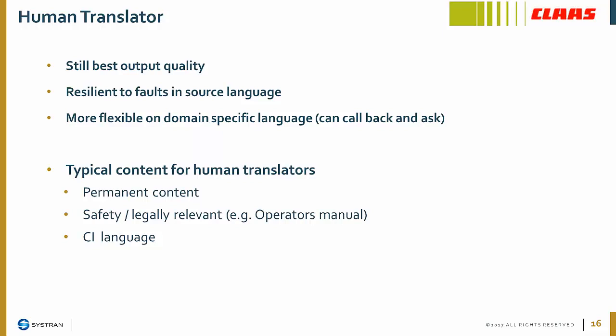So what we are doing mainly with human translators is permanent content, things that have a long value and make sense to pay human translators for. And also safety and legally relevant documents, for example, the operator's manual. It's much too risky to use machine translation, although the quality is getting better and better. You can't be dependent on machine translation for the legal correctness of that text. And the third layer is the corporate identity language. So when you need very precise wordings, you also need a human translator right now.